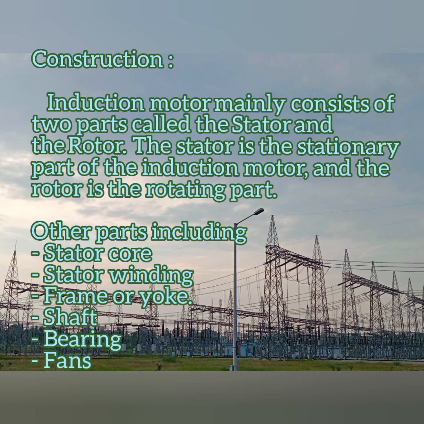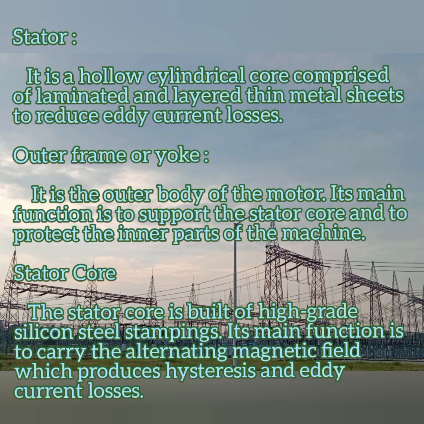One is the stator and the second is the rotor. The stator is the stationary portion, which means it will be in a static position, and it creates the RMF, and the rotor is the rotating part. Other parts include the stator core, stator winding, frames, shaft, bearings, and fan, and the rotor parts are also there. Coming to the stator, it is a hollow cylindrical core comprised of laminated, layered thin metal sheets. These thin layers of metal sheets are used for reducing eddy current losses.